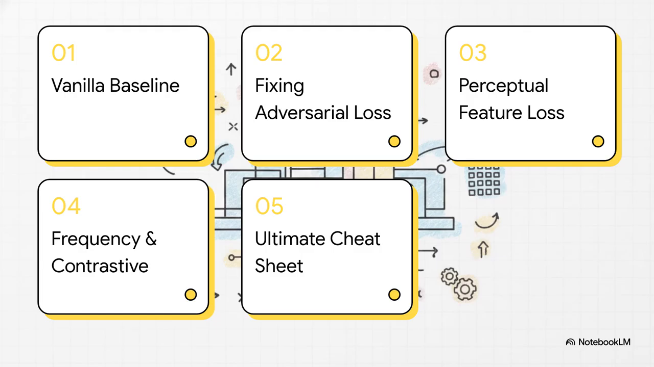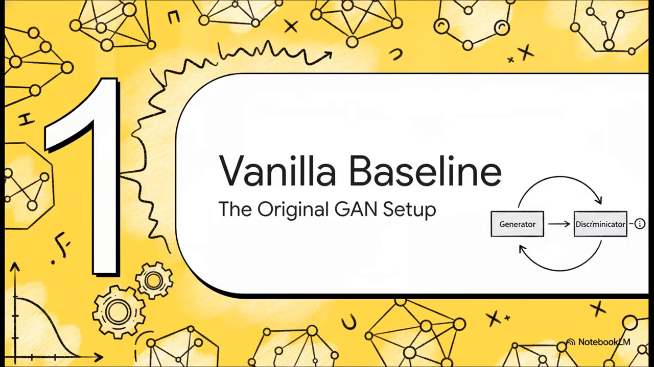First, the vanilla baseline. Second, fixing adversarial loss. Third, perceptual and feature losses. Fourth, frequency and contrastive advanced. And finally, number 5, the ultimate exam cheat sheet. Let's get to it. Section 1.